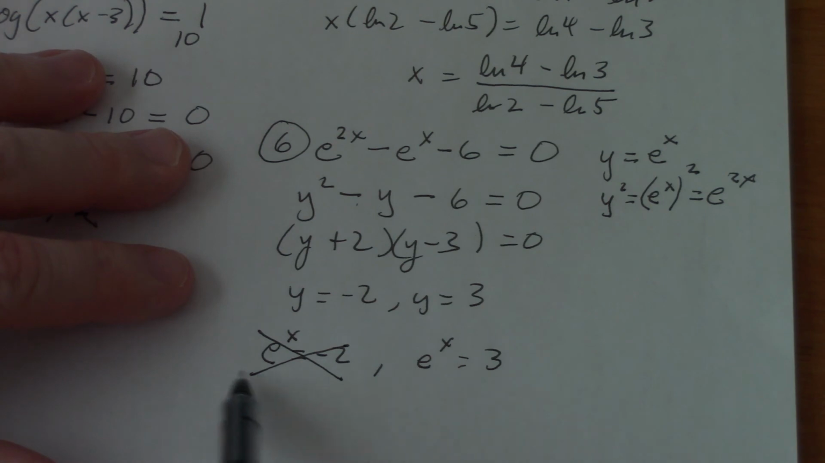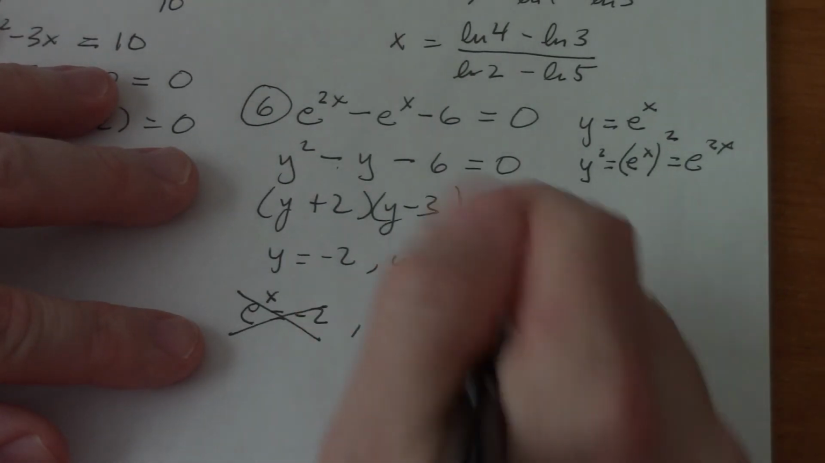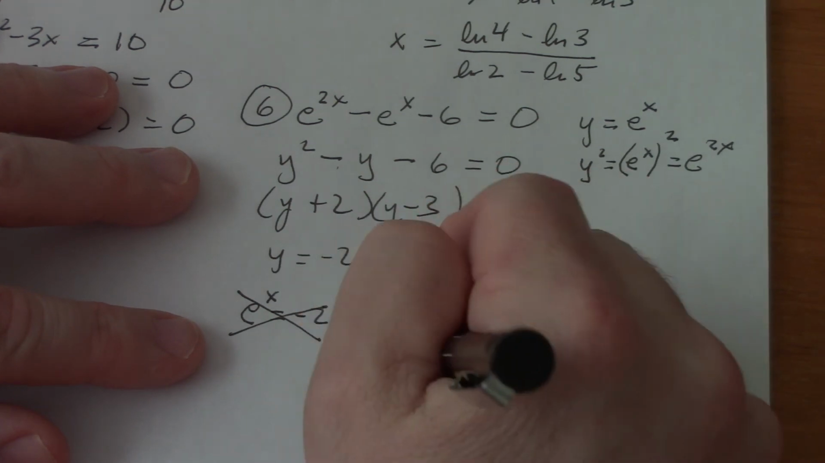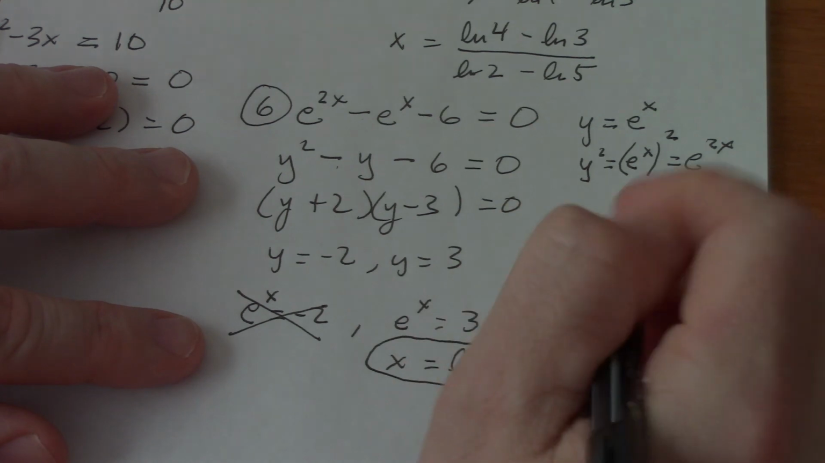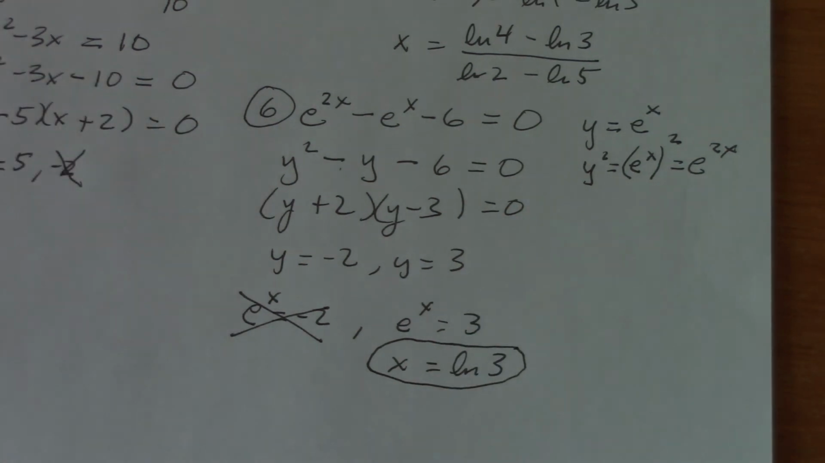And also, you can try to take logs. Log of negative 2 is not defined. But here, we would do the natural log of both sides. We would get x equals the natural log of 3, and that is my one answer that is correct for this one. All right.